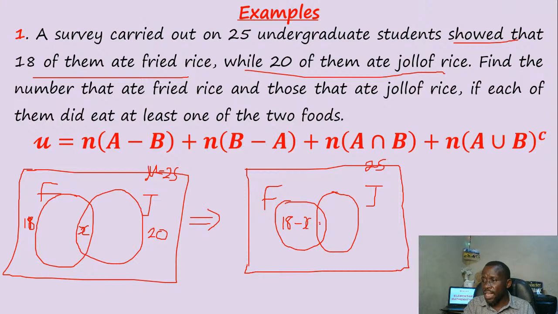Remember that my center is still X. Now for the jollof rice too, if I have to take that 20 inside too, then it will also be 20 minus X.